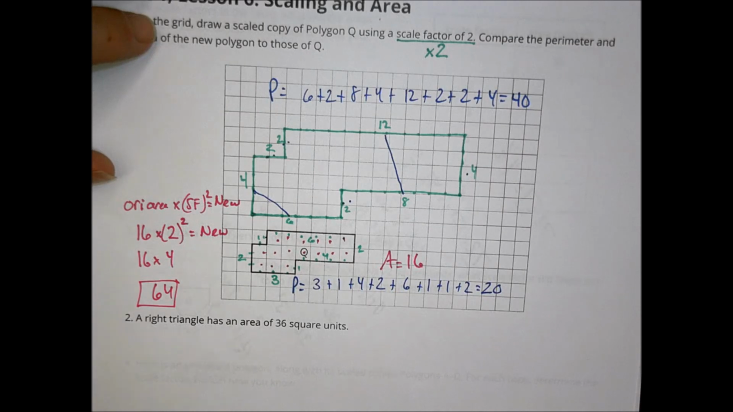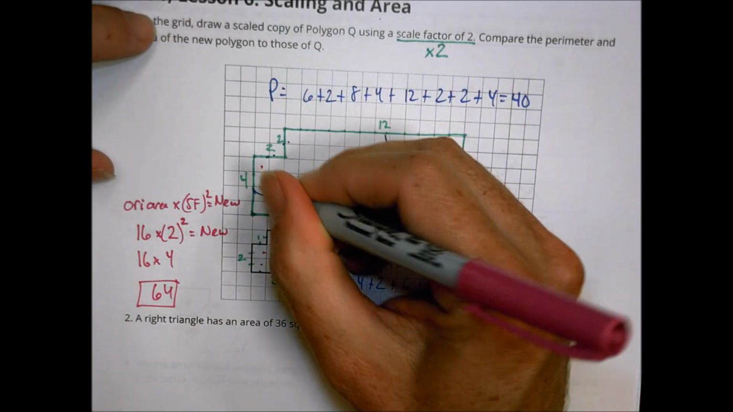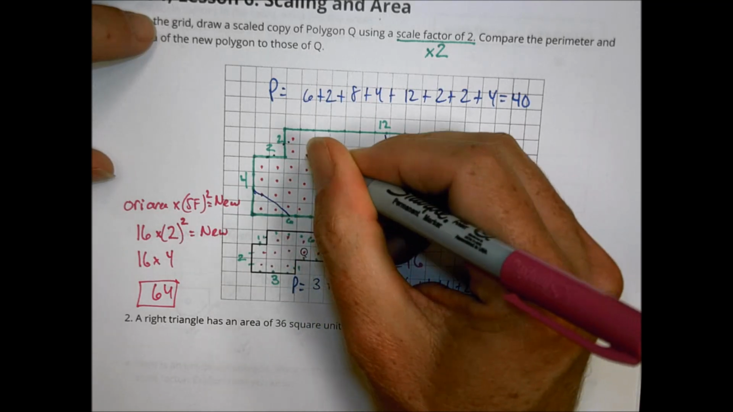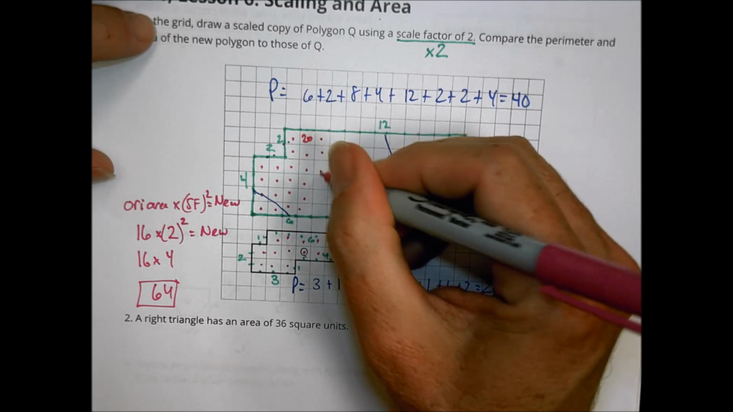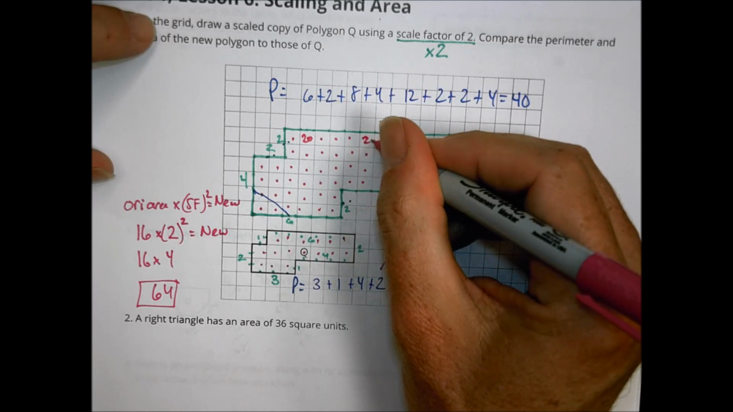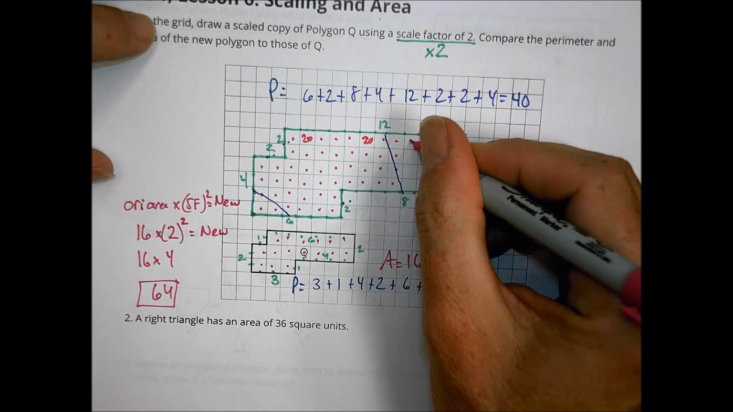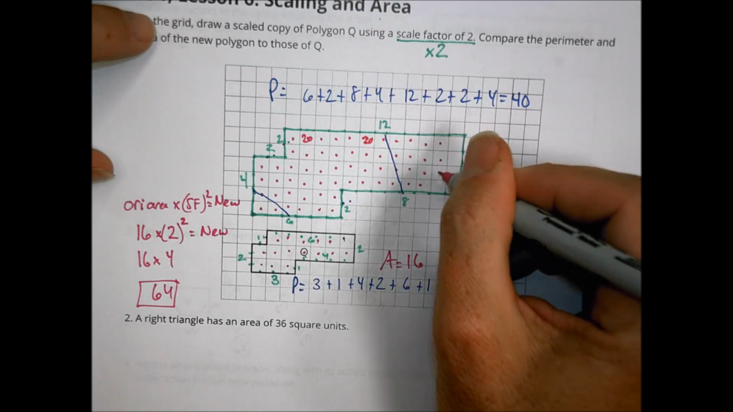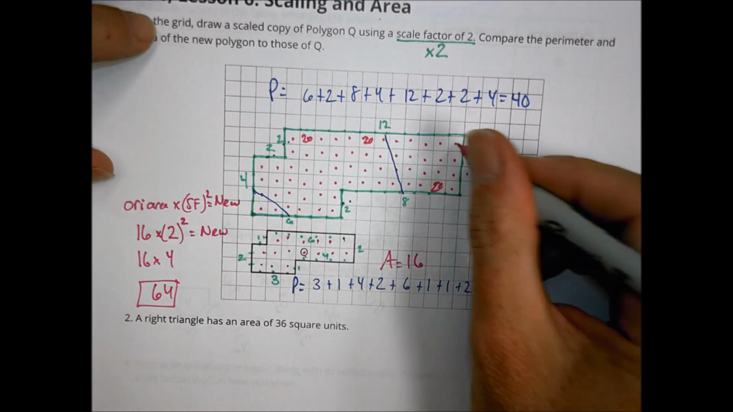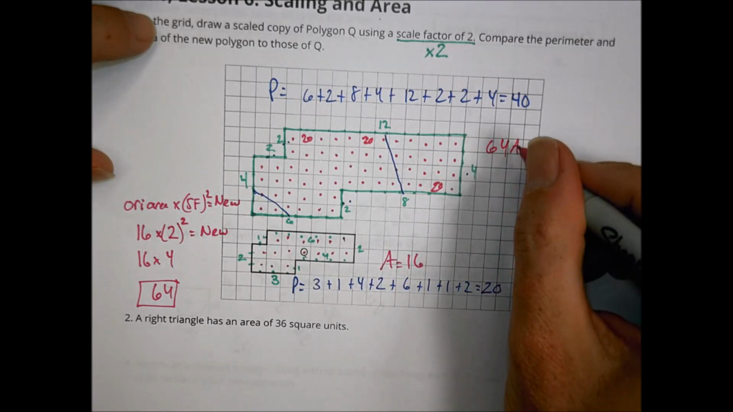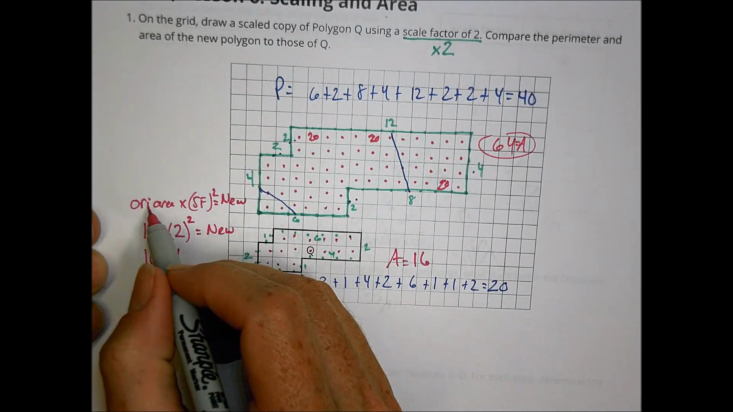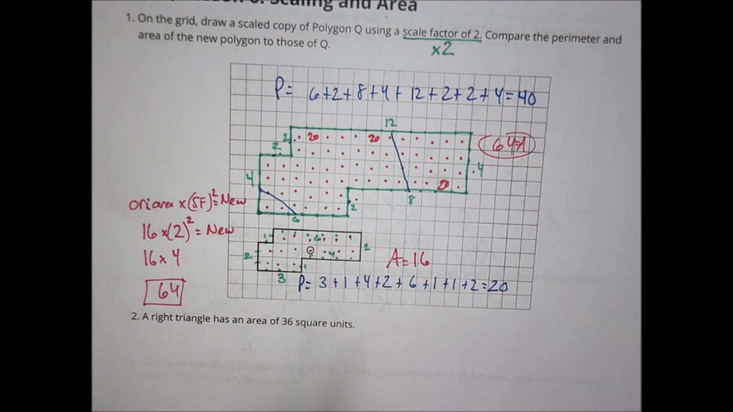Now, just to verify that, we can check it out. We can count them up. 1, 2, 3, 4, 5, 6, 7, 8, 9, 10, 11, 12, 13, 14, 15, 16, 17, 18, 19, 20. There's 20 in each row. So 20, 40, 60, 61, 62, 63, 64. So we do indeed have an area of 64, and we're looking good there. So our little formula here worked. We take the original area times the scale factor squared, and that gets us our new area.